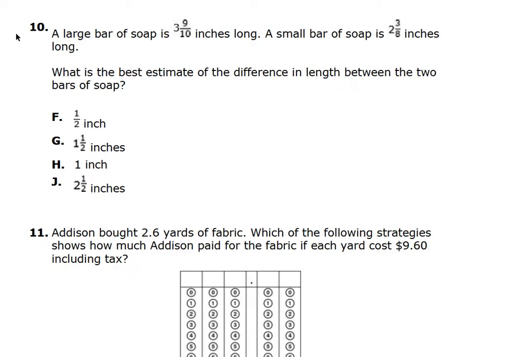Question 10. A large bar of soap is 3 and 9/10 inches long. A small bar of soap is 2 and 3/8 inches long. What is the best estimate of the difference in length between the 2 bars of soap? F, 1/2 inch. G, 1 and 1/2 inch. H, 1 inch. J, 2.5 inches. Again, the question said, what is the best estimate of the difference in length between the 2 bars of soap?